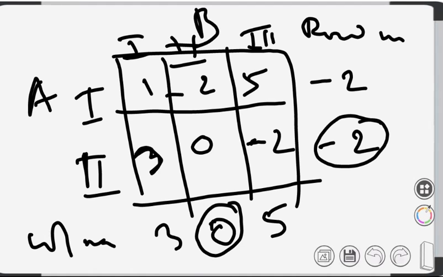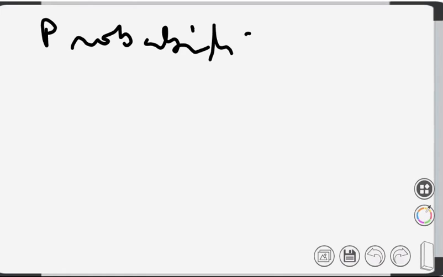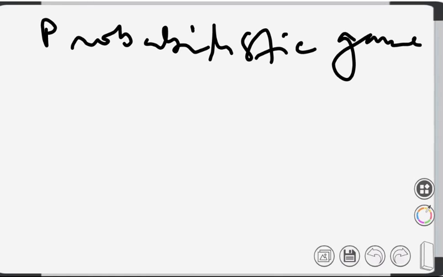Let's talk about the mixed strategy. When there is no saddle point, the game is a probabilistic game and is played with mixed strategy.